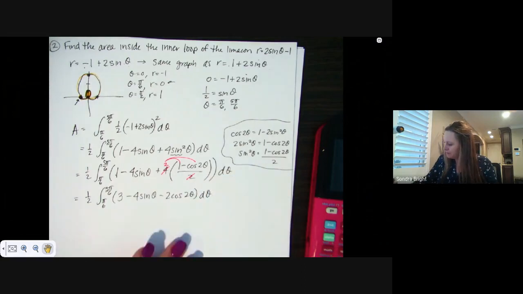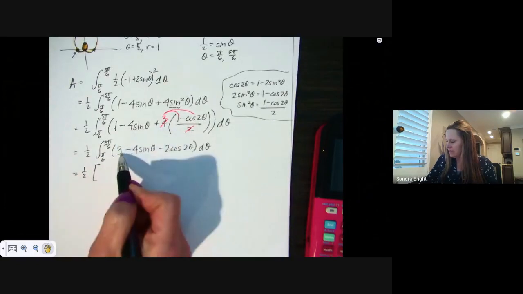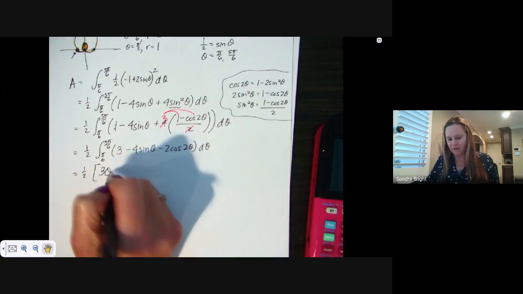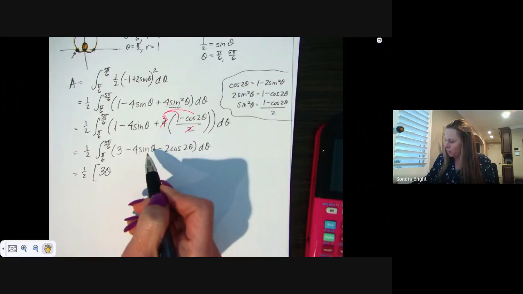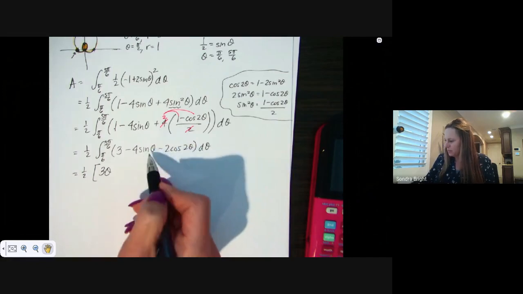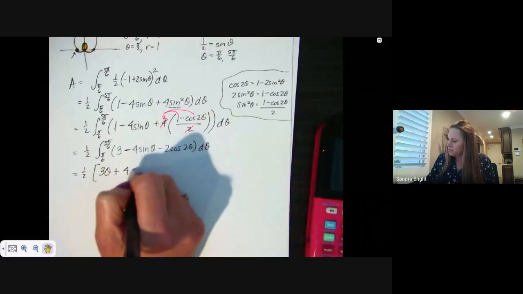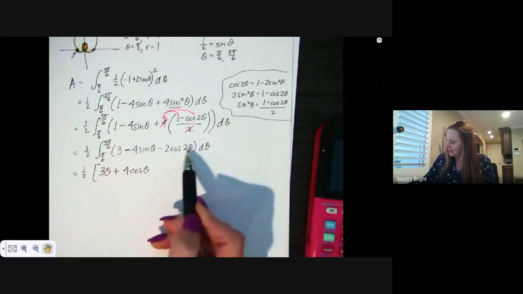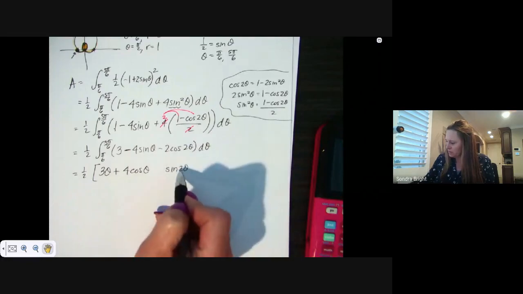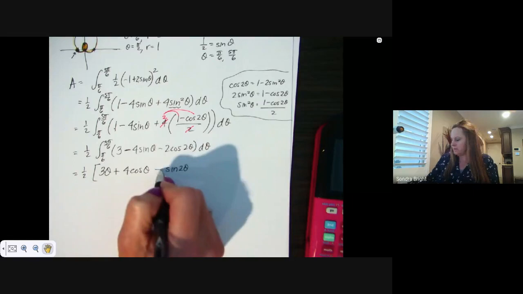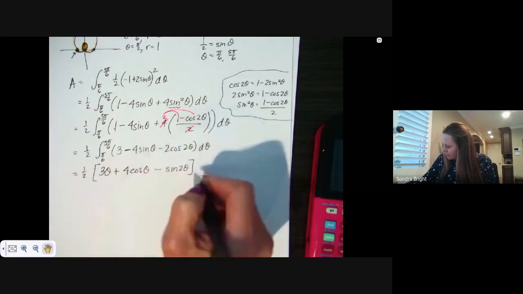All right, we can integrate now. I still have this 1/2 in front. Antiderivative of 3 would be 3 theta. Antiderivative of 4 sine of theta would be a 4 cosine of theta, but that's a negative, so a positive 4 cosine of theta. Antiderivative of cosine of 2 theta would be a sine of 2 theta. Chain rule would have said times a 2, so it's just a -2 sine of 2 theta. And then we're going from pi over 6 to 5 pi over 6.